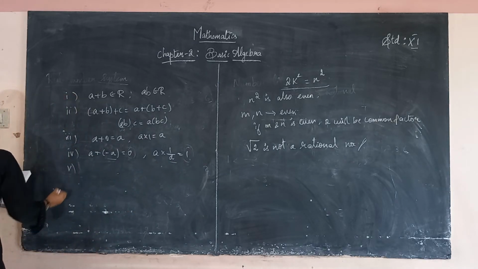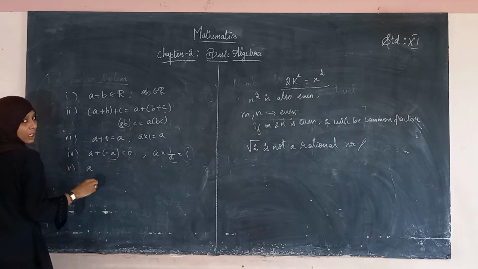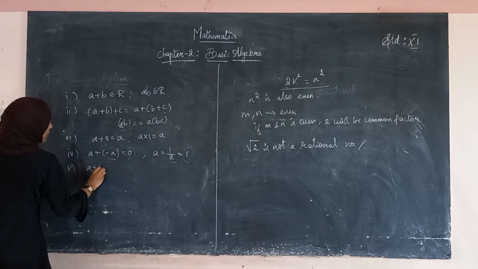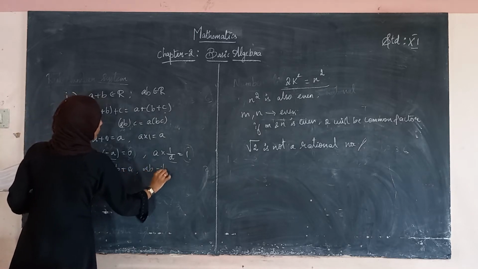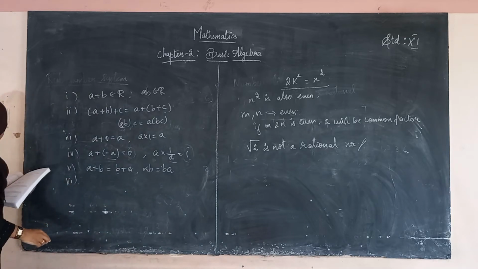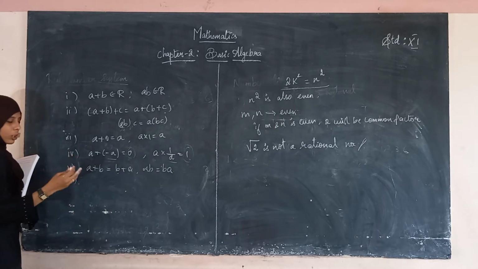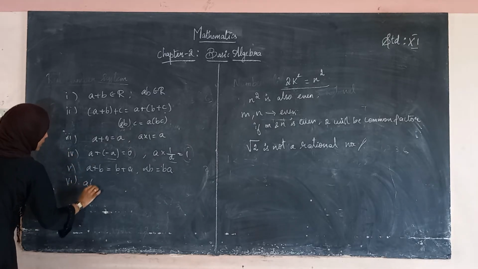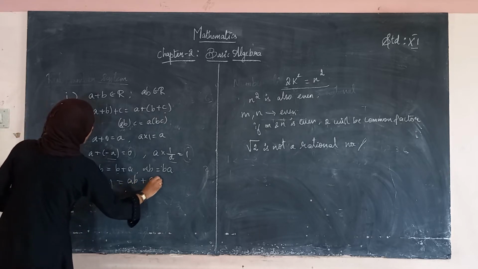Now the fifth one, see here, if a and b belong to real numbers, then a plus b will be equal to b plus a. Similarly, ab will be equal to ba. This is the commutative property. Now the distributive law, that is if a, b and c belong to R, then a into (b plus c) will be equal to ab plus ac.